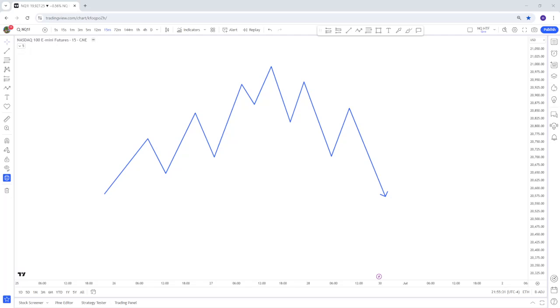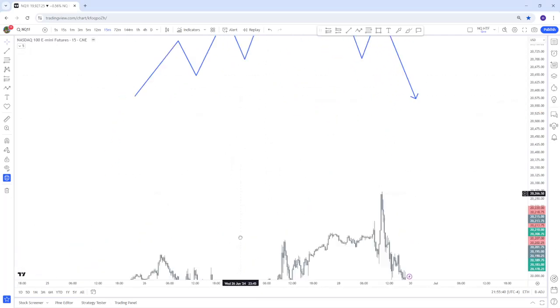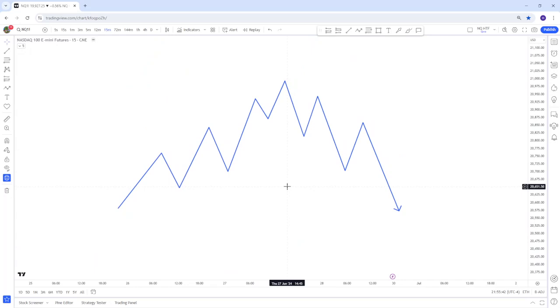So if you look at any chart, here we have the Nasdaq on the 15-minute, but you look at gold, you look at oil, you look at the bond market, you look at any market in the world, and you'll notice that price moves in a very specific way. Some people will look at charts and all they'll see is chaos. They'll see randomness. They'll say that there's no order.